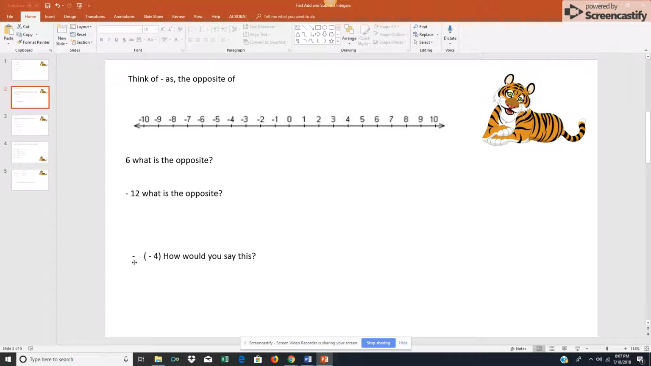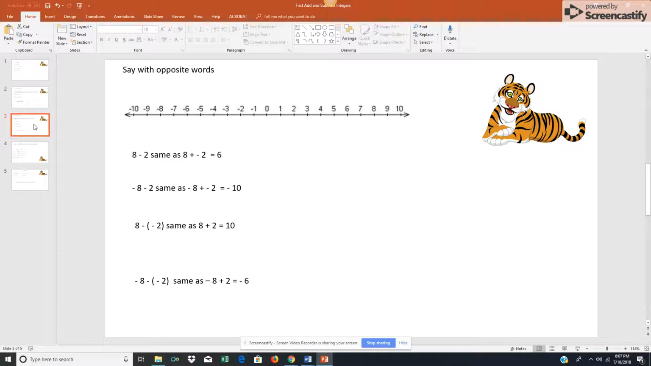How would I say minus a minus 4, subtract a negative 4, take away a negative 4? This is the same thing as saying the opposite of negative 4. So the opposite of 4 would, of course, be the negative 4, but the opposite of negative 4 would be positive 4.